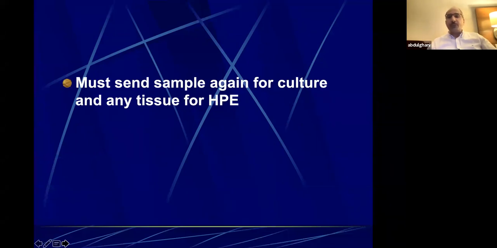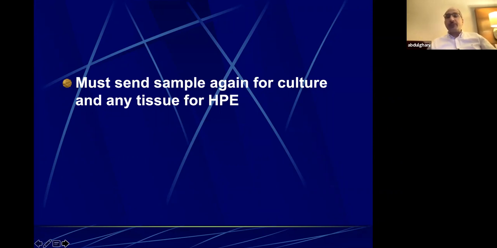Don't ever forget to resend the sample for culture, even if you already aspirated. And also, tissue should be sent for histopathological examination as well, because that's going to help differentiate from any other condition, for example, at times maybe tuberculosis or any other condition.